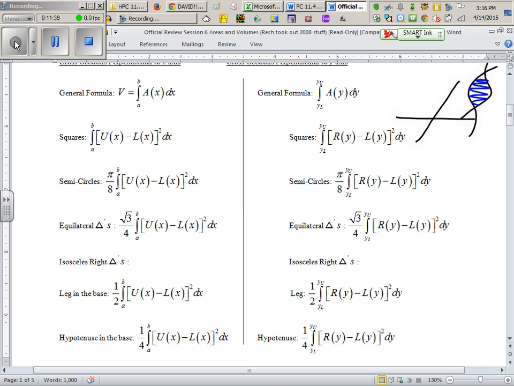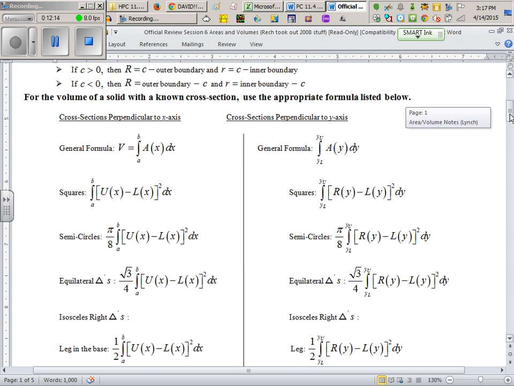So this is where your shapes, whether it's a semicircle or a triangle, are all perpendicular to the y-axis. Okay, this is important. The way that this will be labeled on the AP exam is these would be called perpendicular to the x-axis, and these would be called perpendicular to the y-axis. Maybe you should write that down. So this is perpendicular to the x-axis. If you see that phrase, that's what they're talking about.